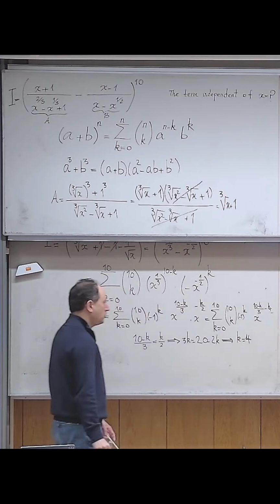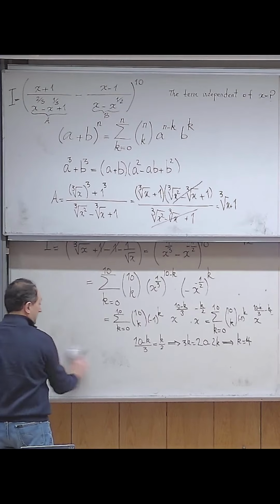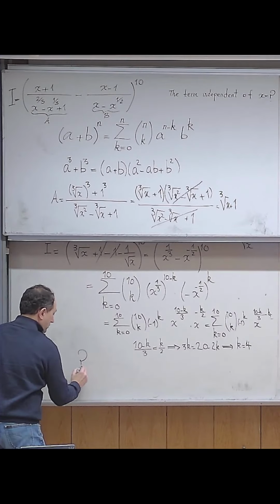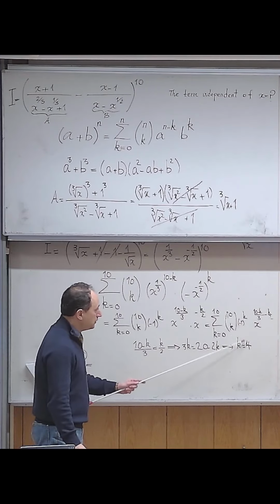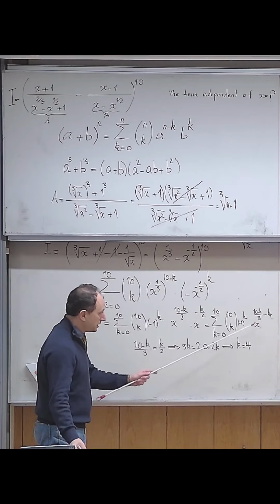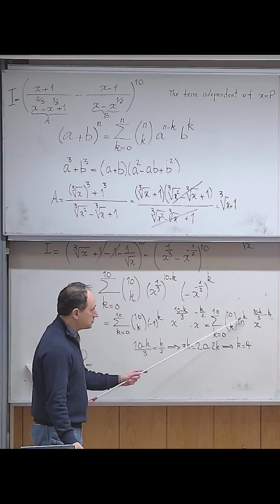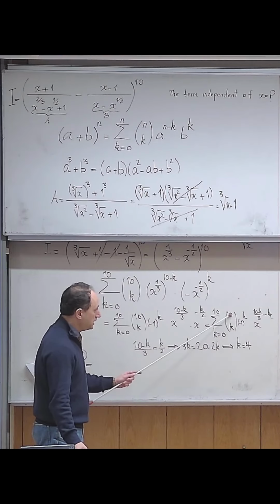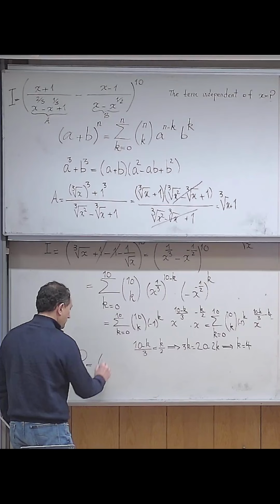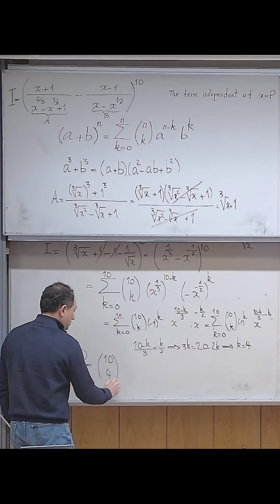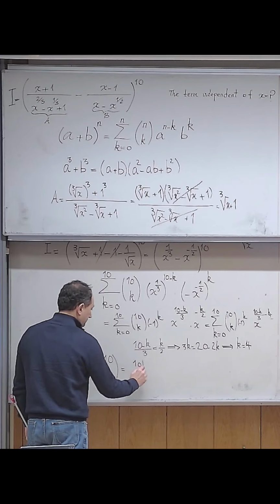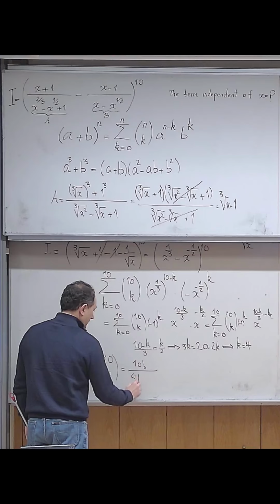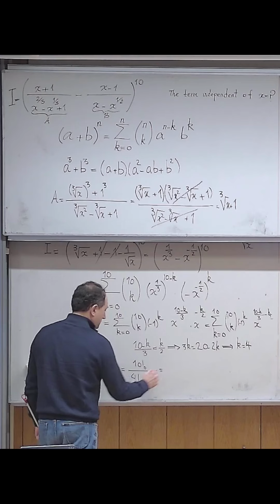If k is 4, the term is wanted. The independent term, which is my question mark, is wanted. If k is 4, if I replace k with 4, of course this becomes x to power 0, which is 1. This becomes minus 1 to power 4, which is 1. So then it becomes 10 choose 4. But 10 choose 4 can be calculated as 10 factorial divided by 4 factorial, times the difference between them, which is 6 factorial.